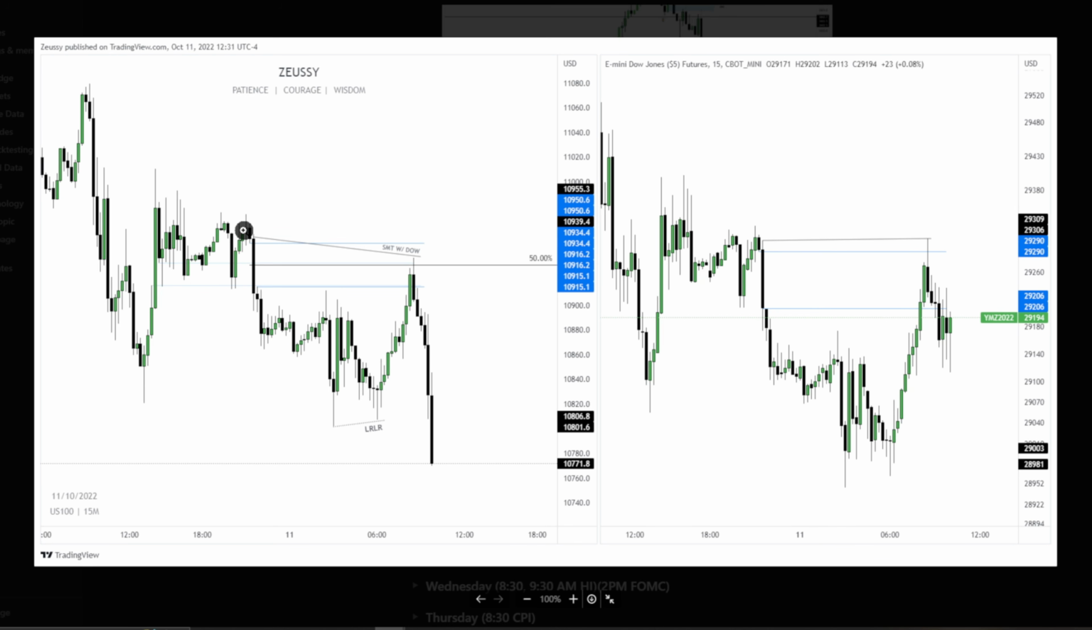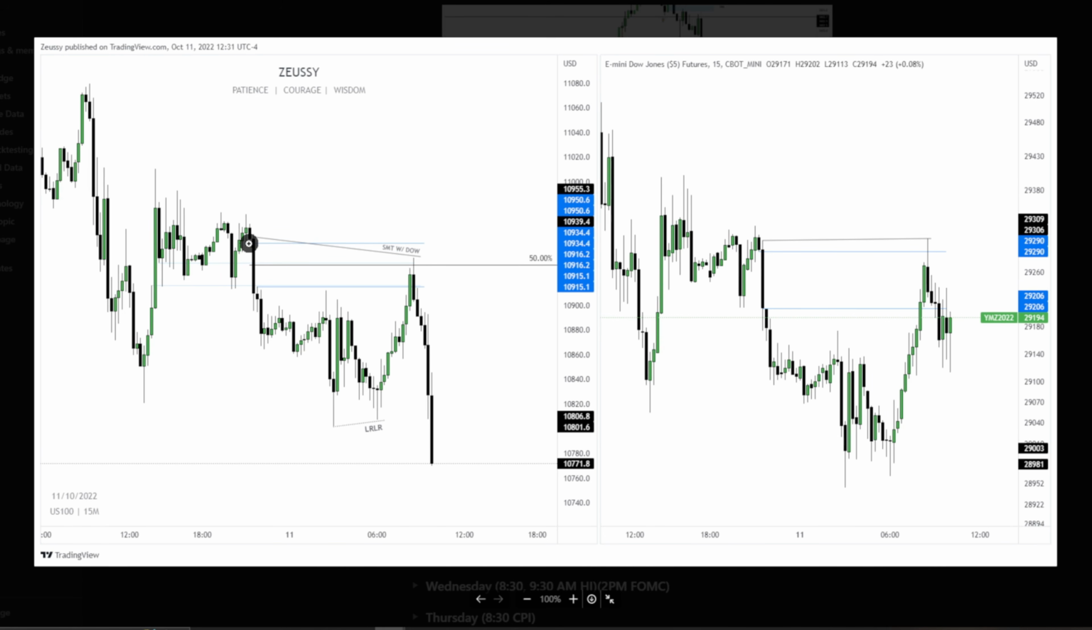The Nasdaq made a lower high within this fair value gap, while the Dow Jones made a higher high in this fair value gap. So what does that signal? This signals that smart money is within this move. There's a cracking correlation. So this was a high probability smart money reversal.